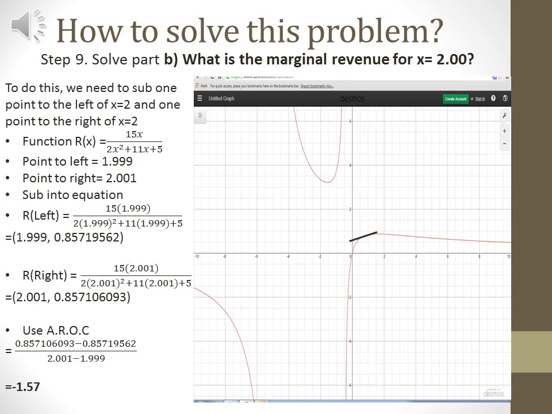But how do we get the rate of change? We have to use the AROC formula, which is given by y2 minus y1 divided by x2 minus x1. I put the equation right on the screen, and as you can see, we get a negative number, negative 1.57 after doing all the math. Plug it in your calculator, and that will give you negative 1.57.